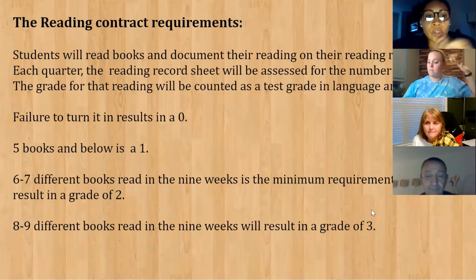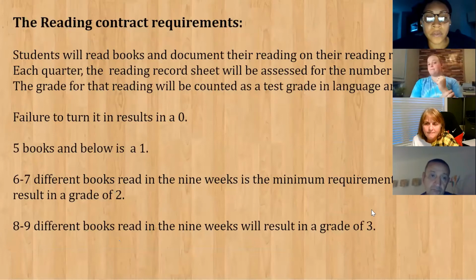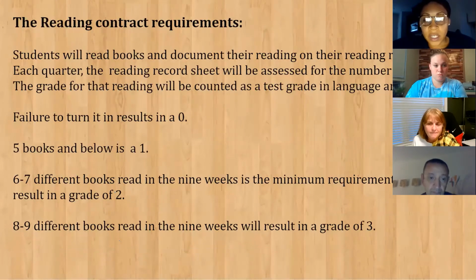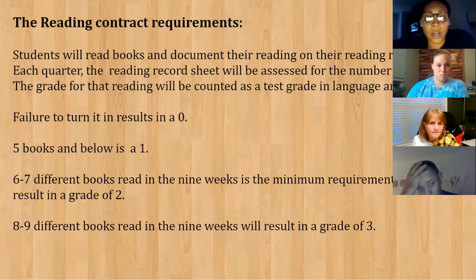So if your child reads 0 books for the 9 weeks, then they'll receive a 0. If they read between 5 books and below, they'll get a 1. If they read 6 to 7 different books, they'll get a 2. If they read between 8 and 9 books, they'll get a 3. And this literally goes from the reading contract to the report card. So if you know already that little Joe only read 4 books, then you know there's automatically going to be a 1 on Joe's report card.